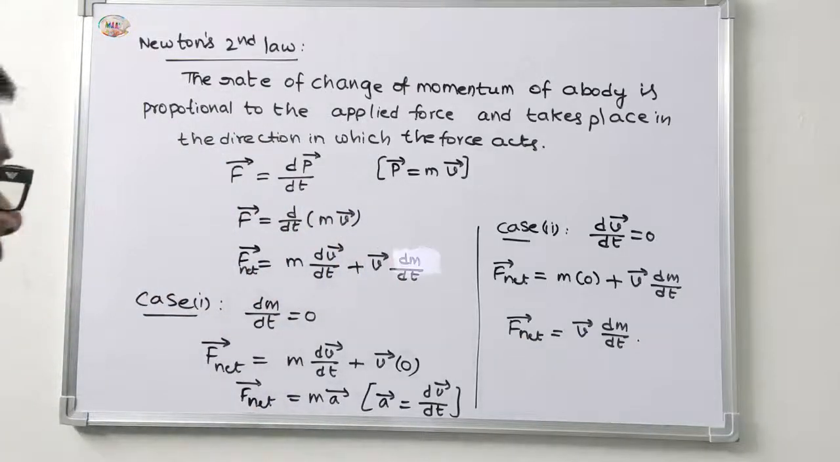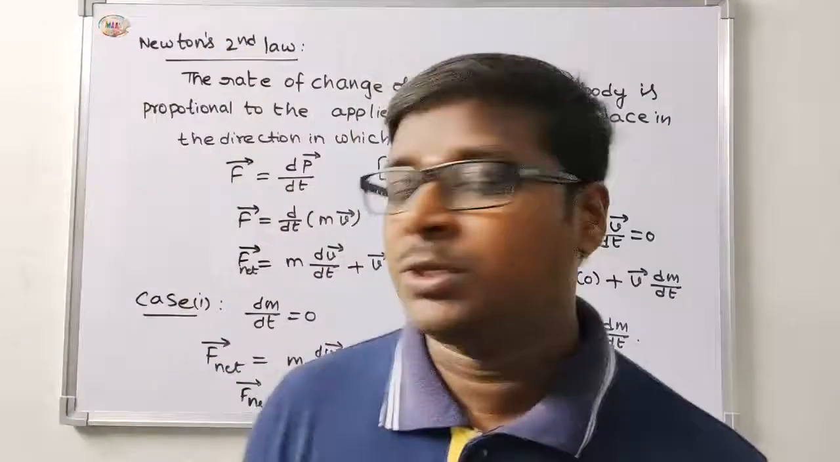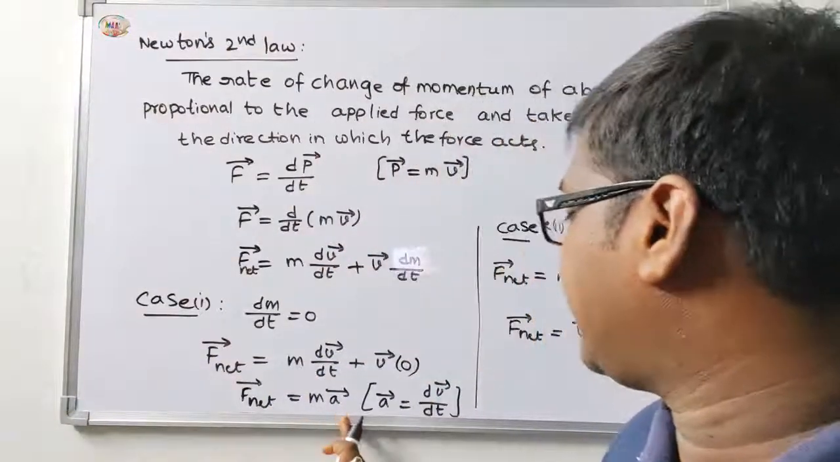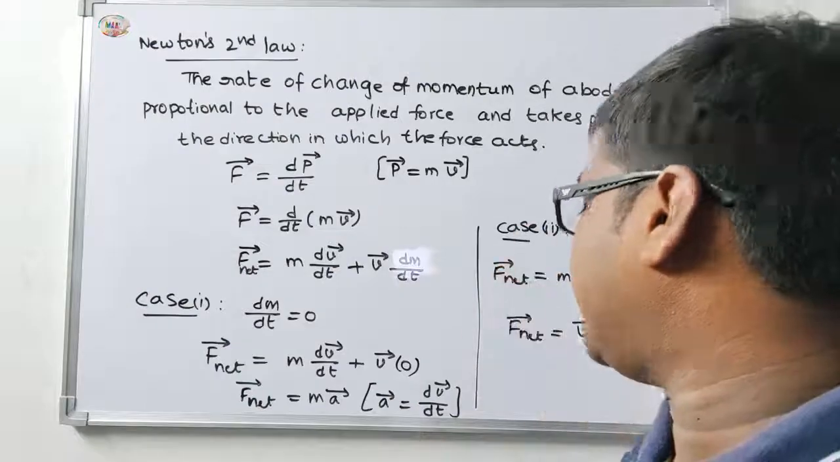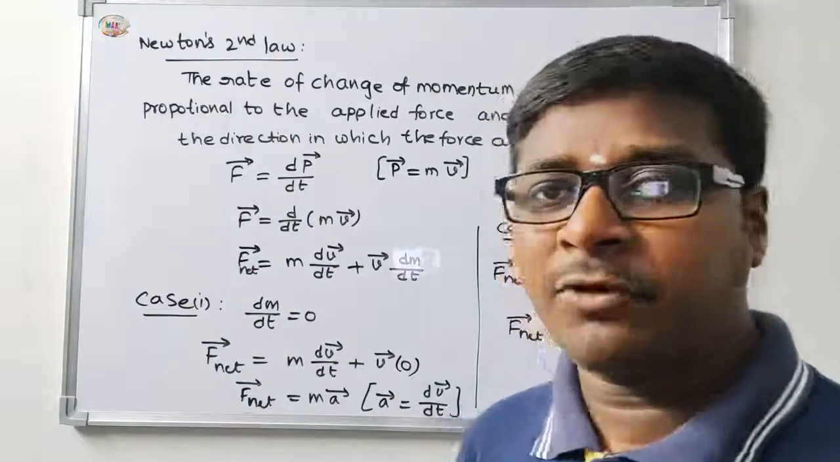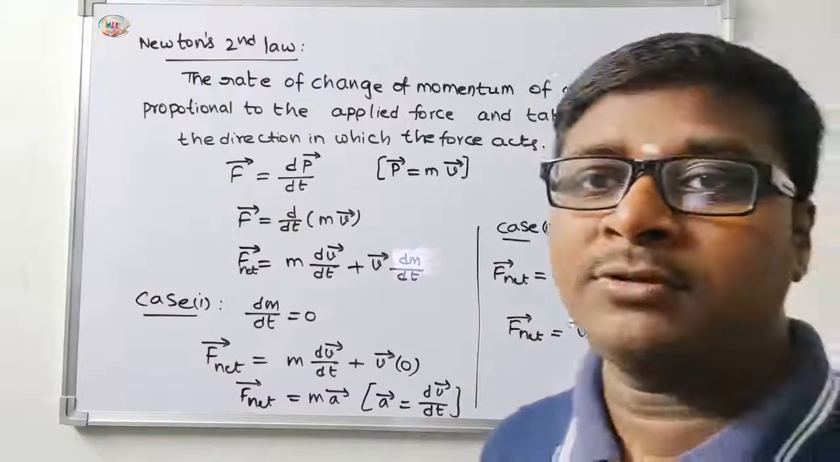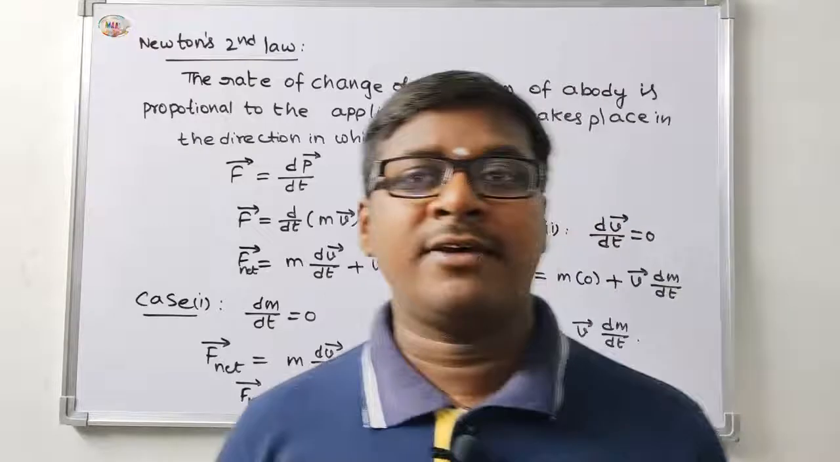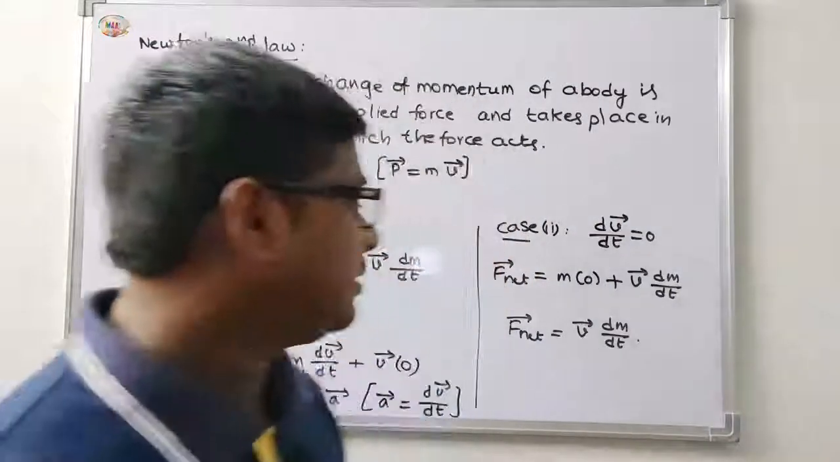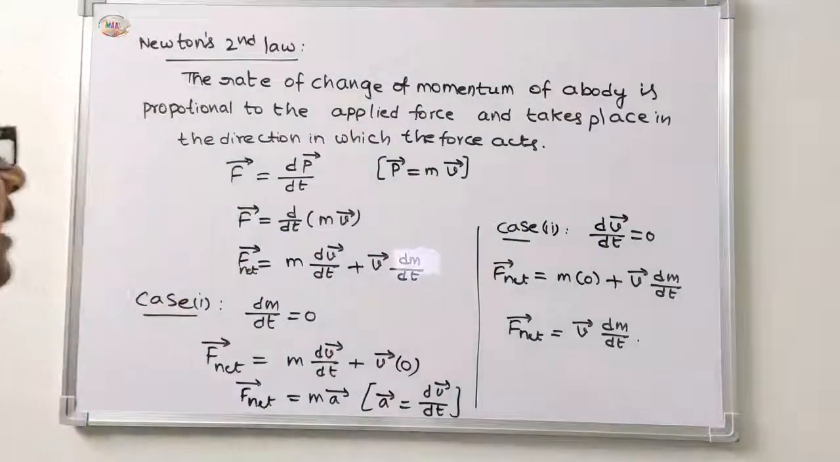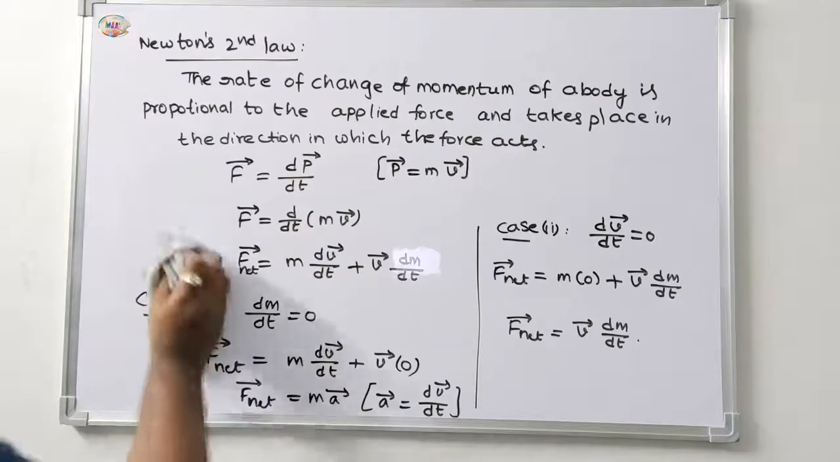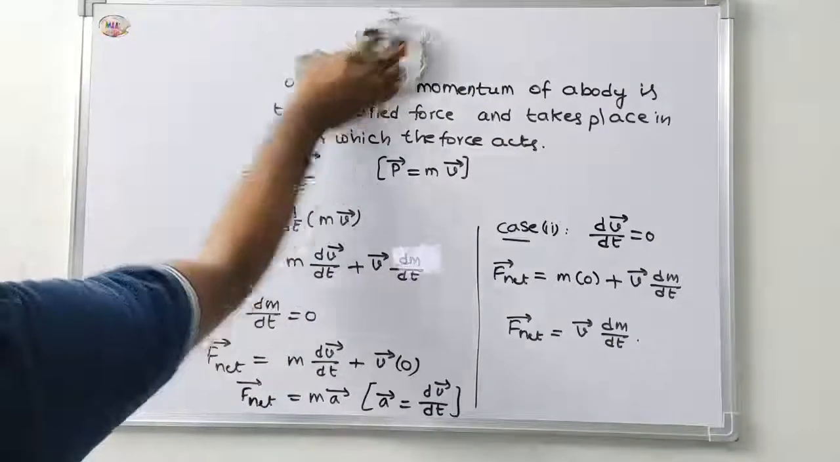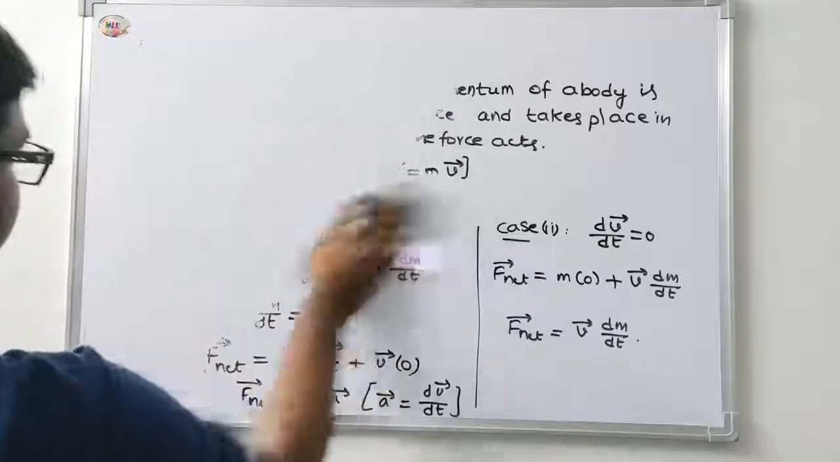Case 1: the net force is equal to mass into acceleration. Case 2: the net force acting on a body is equal to the velocity into the change of mass with respect to time. This is Newton's second law. There are so many cases and so many equations here.